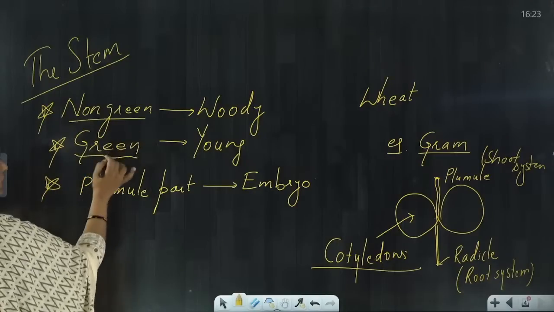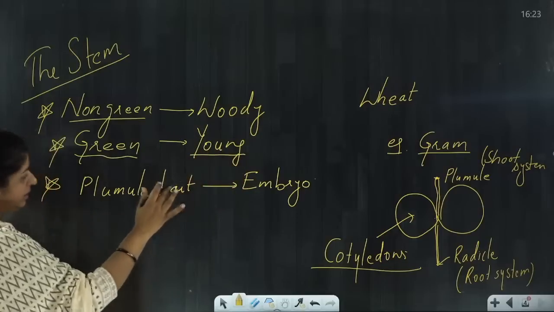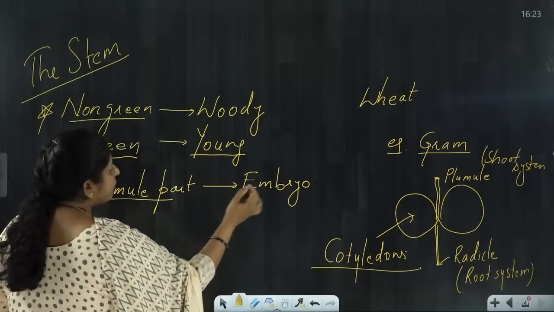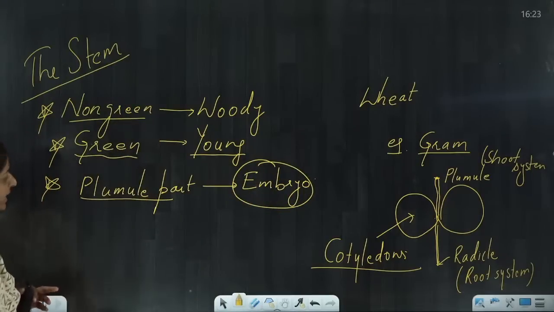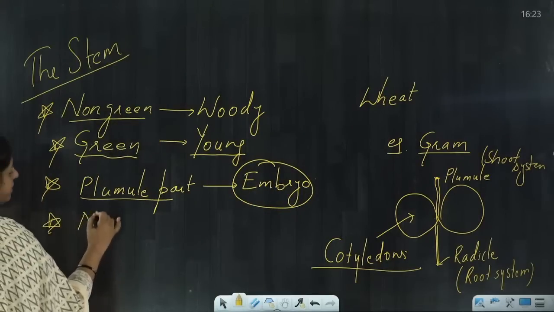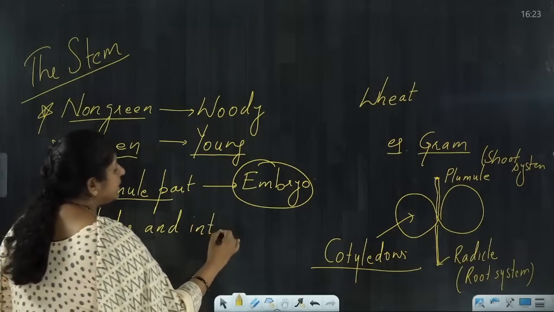So come back to this point. The stem is non-green in the woody, mature state, and green when young. The plumule part of the embryo is where it originates. And the stem has nodes and internodes. Now what do you mean by nodes and internodes?